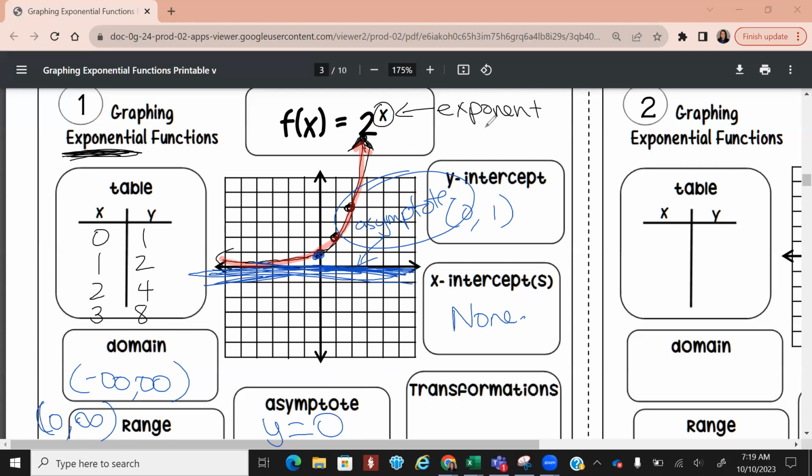And for transformations, we're just going to say that it has a base of 2. We're not going to say anything else. Just going to leave it like that.